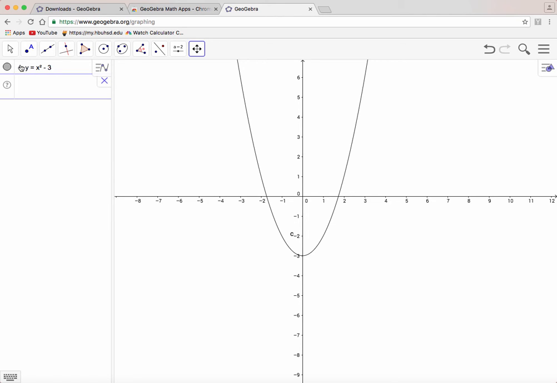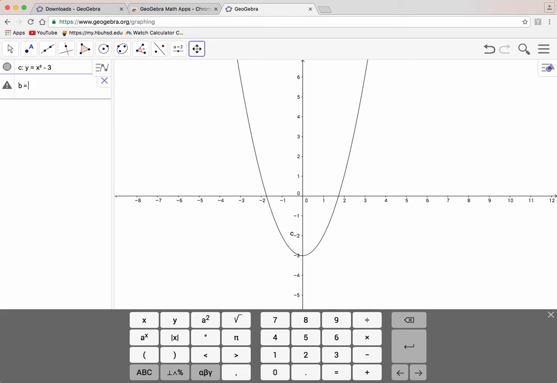Notice that over here it gave your equation a letter name, C. Now I want to put a point on this graph, so we can enter B equals a point on the graph of C. Your input might give you a different letter. They use different letters; sometimes they call it f of x. Whatever they call your equation, you just put that letter name in here and then you'd have a point on the graph.